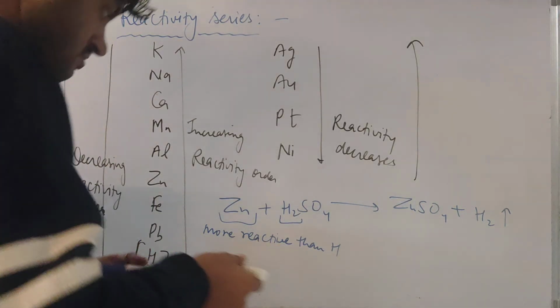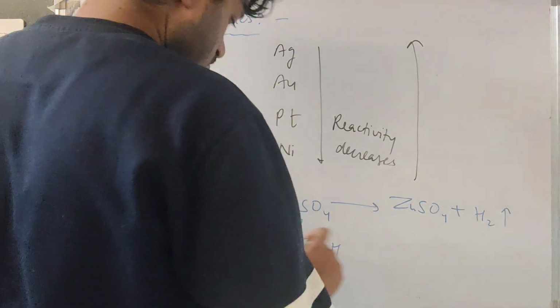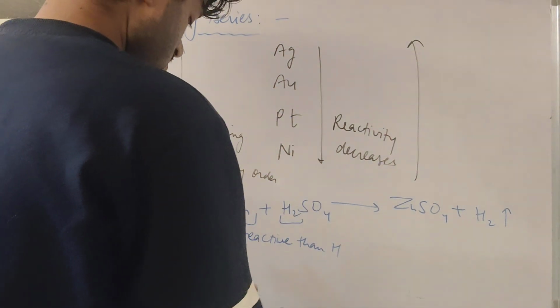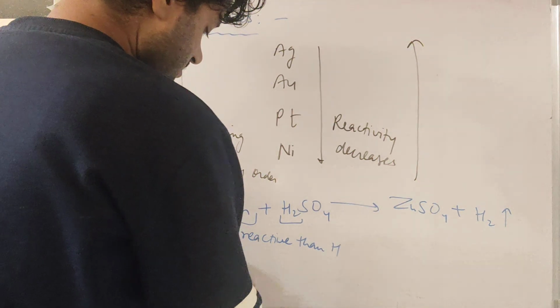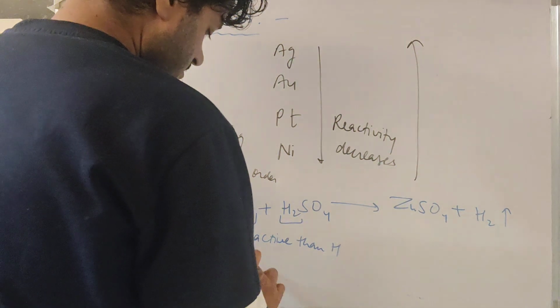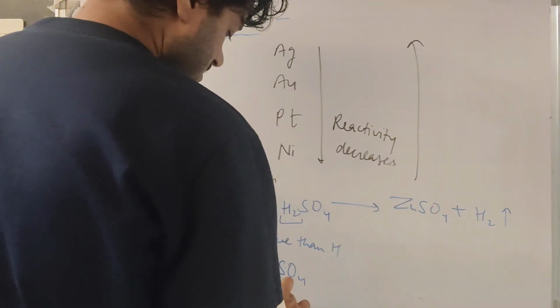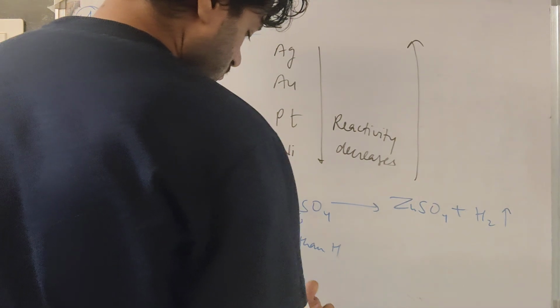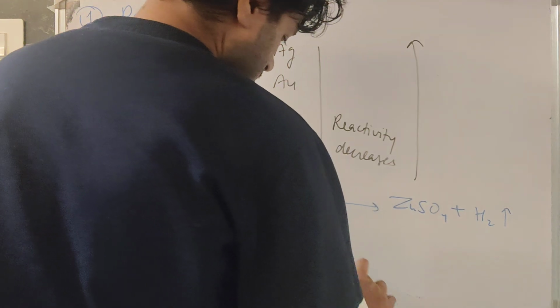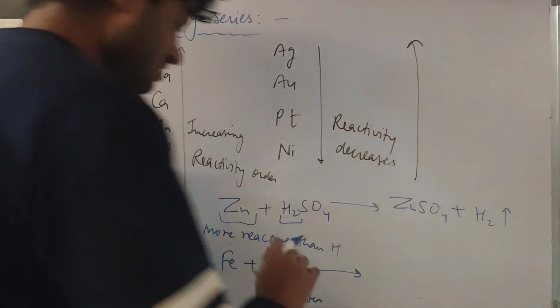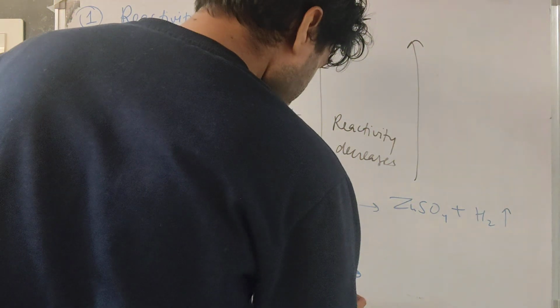If I take another example, iron reacts with copper sulfate. Copper sulfate has a blue color. If we put some iron nails into the blue aqueous solution of copper sulfate, aqueous (aq) means the salt is dissolved in water.